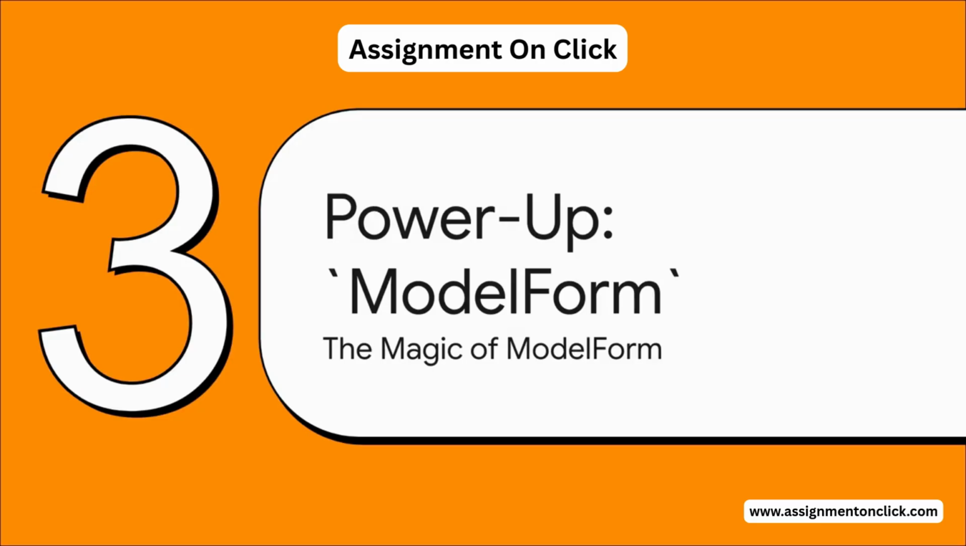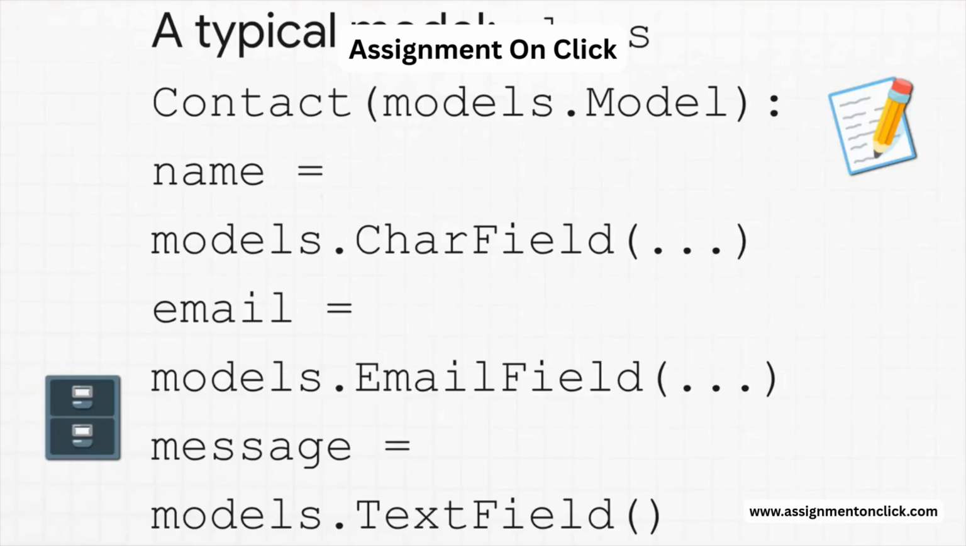Okay, the standard form is already a huge win. But what if your form perfectly matches a table in your database? Well, for that, Django has an even bigger power-up. Let's talk about the magic of the model form. So let's say we have this simple contact model for our database. It's got a name, an email, and a message. These are the exact same fields we want in our contact form.